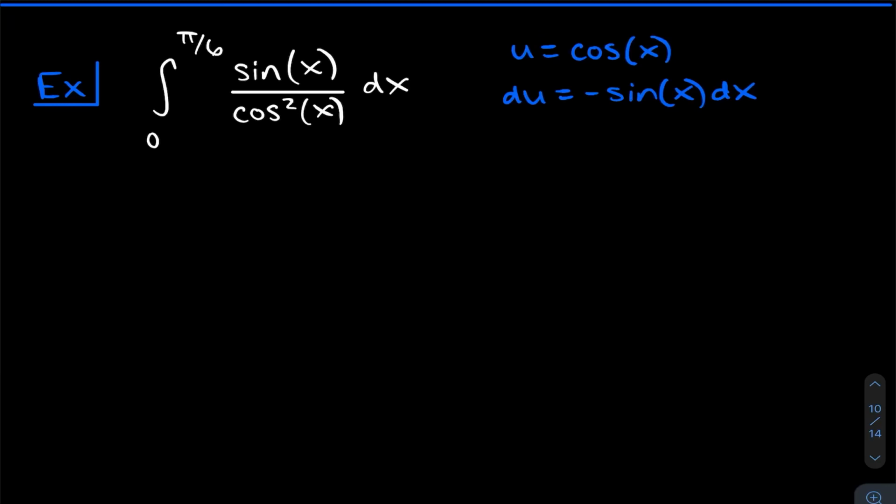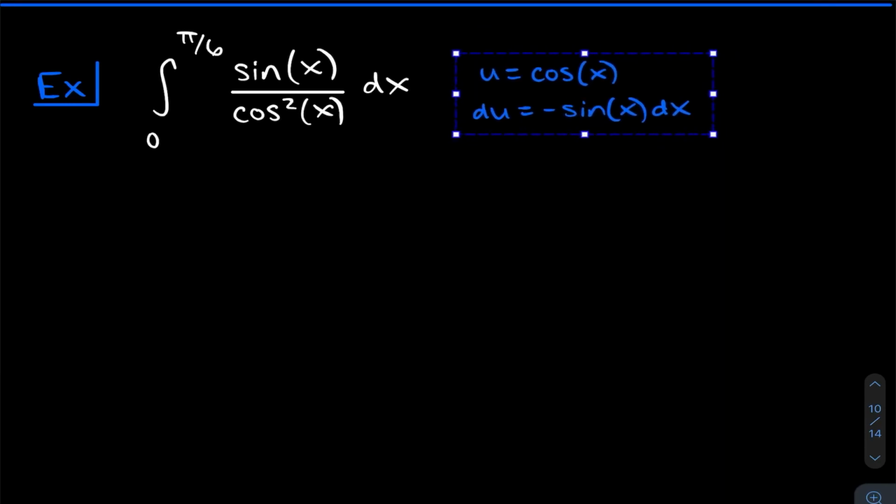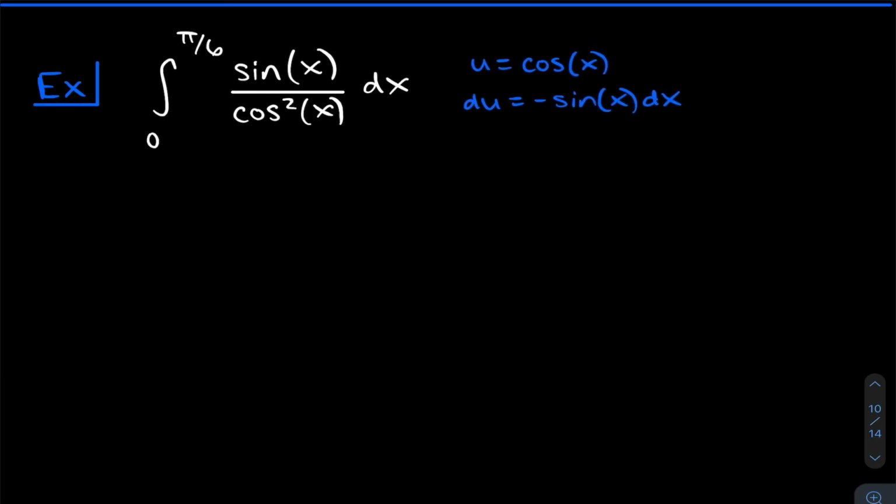It's hard to see. It takes practice, guys. Takes practice. For me, I can say that right away because I've been doing these for a while, but I want you to understand that. And of course, we don't have a negative sine of x dx here. We just have a sine of x dx. So I'm going to divide over that negative 1. And this becomes a negative du is equal to sine of x dx.